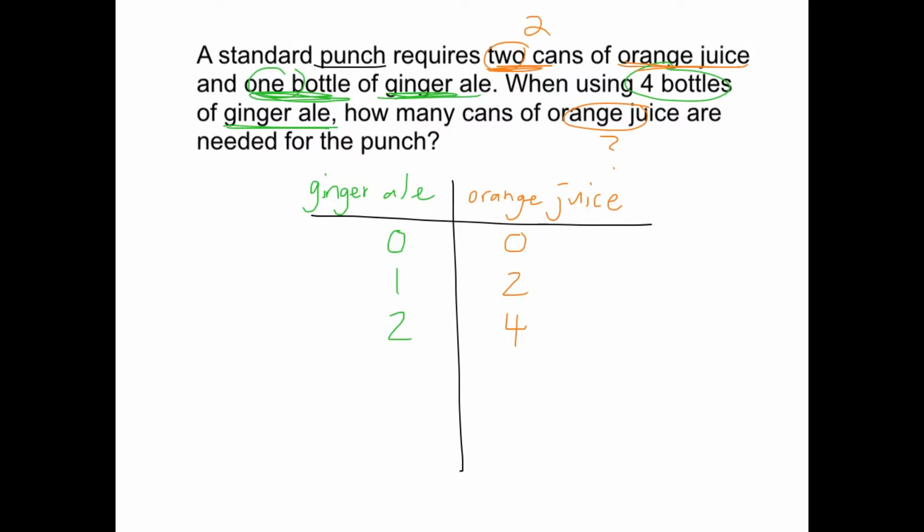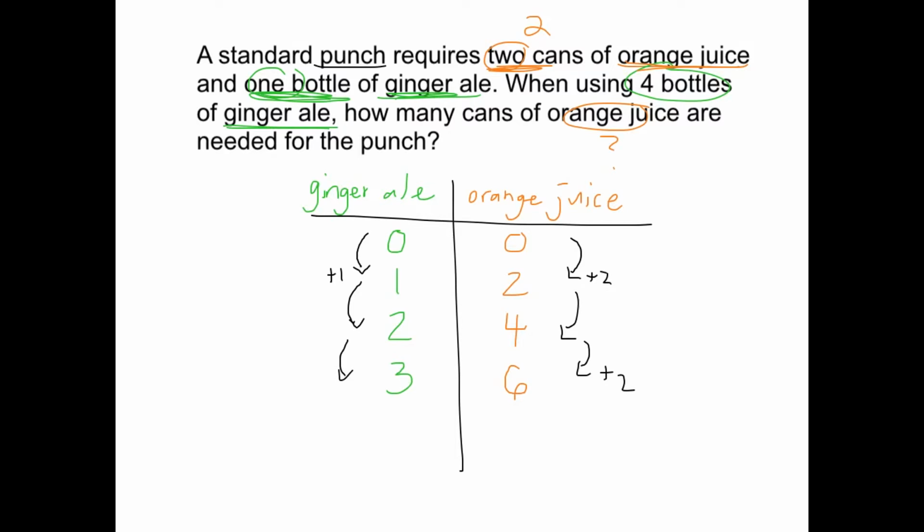I want you to start thinking about whether or not you can see a pattern. Think about how the bottles of ginger ale are increasing. We're increasing by 1 every time. I'm adding 1 bottle of ginger ale every time. And as I add 1 bottle of ginger ale, how many cans of orange juice am I adding every time? We're adding 2 cans of orange juice. So if I add another bottle of ginger ale, how many more cans of orange juice do you think we need to add? Well, according to this pattern, we would add another 2 cans of orange juice. So we would have a total of 6 cans of orange juice.